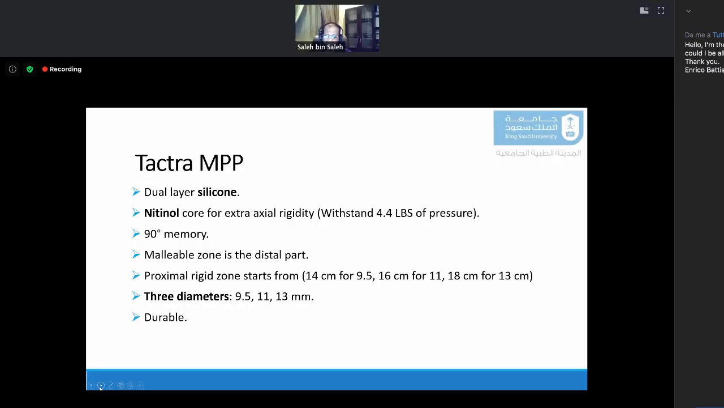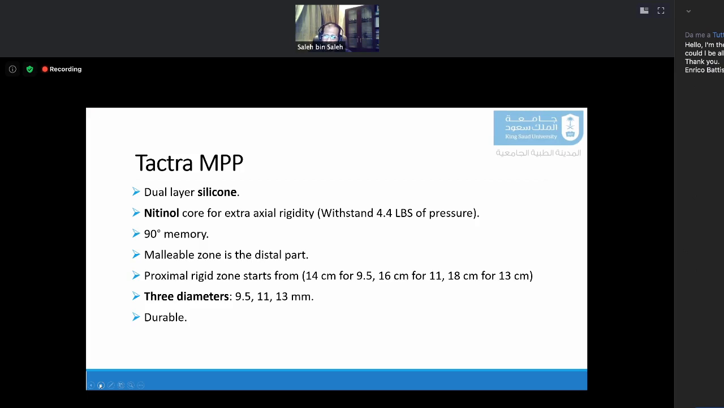This Tactra is, as I said, covered by dual layers of silicone. It has a nitinol core for extra rigidity. It can withstand up to 4.4 pounds of pressure, and for those who might not know, for vaginal penetration we need only 1.1 pounds of pressure. So this is four times the pressure needed for vaginal penetration. Also, it has a 90-degree memory, which can be very comfortable for the patient when it comes to concealability, confidence and privacy.